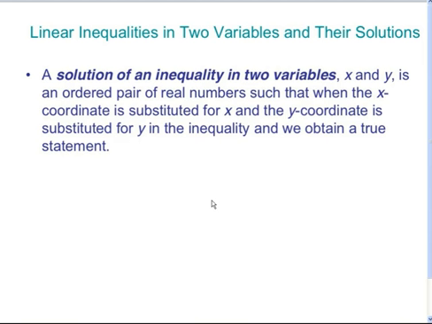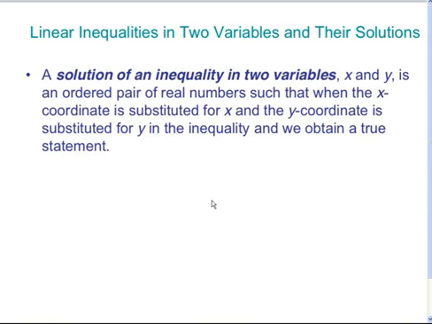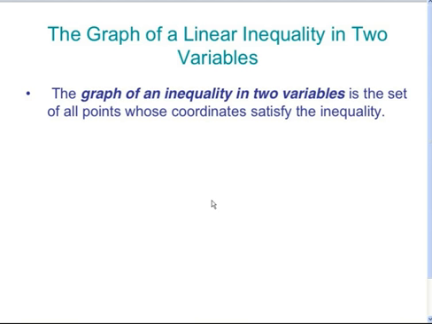The solution to an inequality, we have an x and a y. It's going to be an ordered pair. When you substitute the x coordinate in for x and the y coordinate in for y, we get a true statement. So this is just like with an equation, nothing different here. If you plug the numbers in and you get a true statement, then it's a solution. The graph of an inequality is a set of all points whose coordinates satisfy the inequality. Again, nothing new.